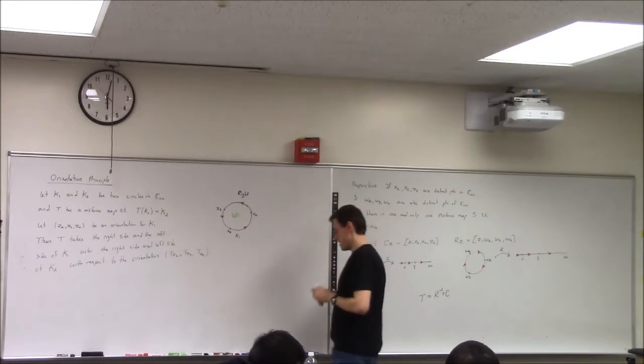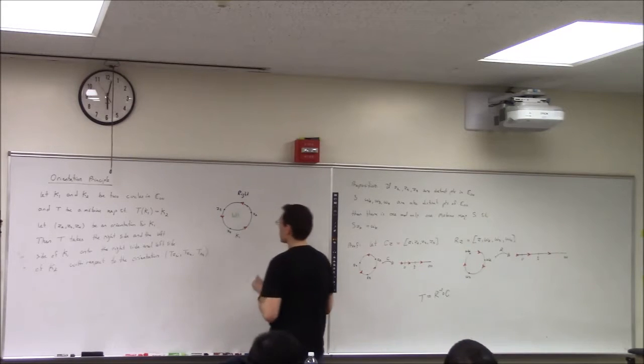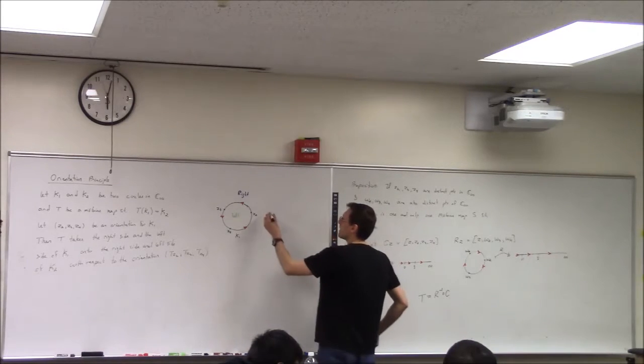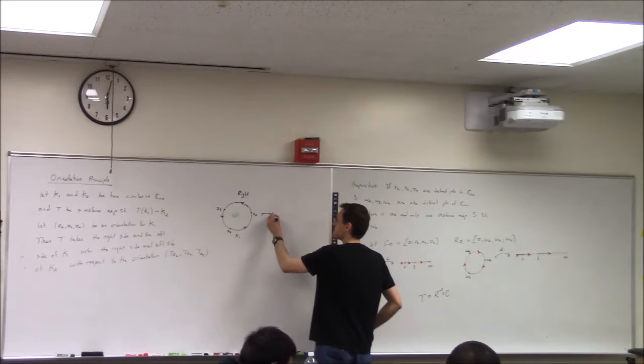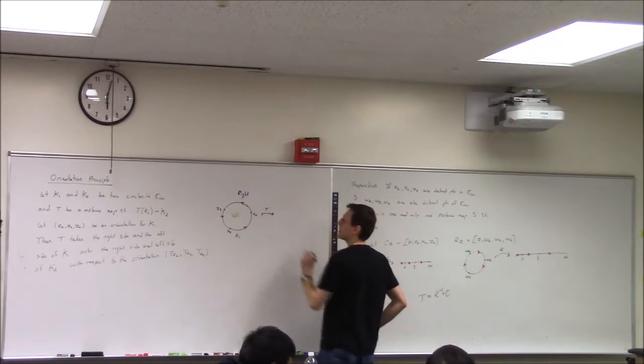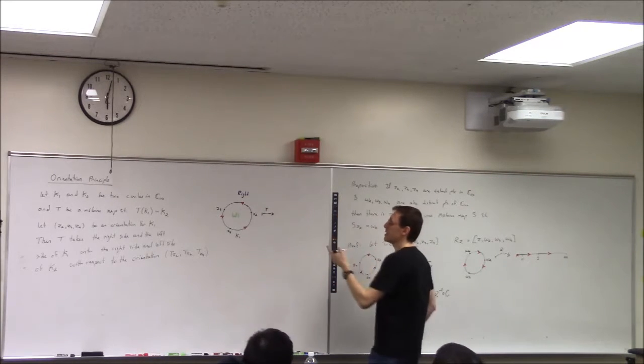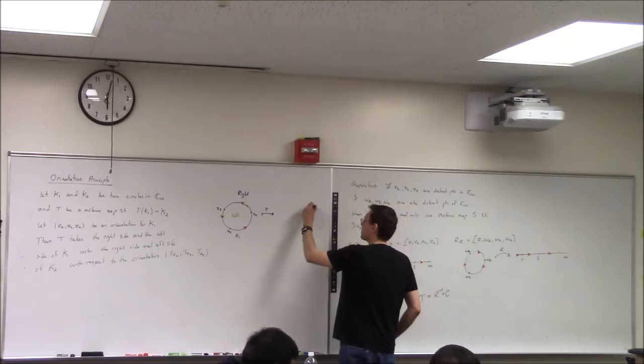Okay? Now, suppose that now the map T, this is the map T, and it carries K1 onto some other circle K2.